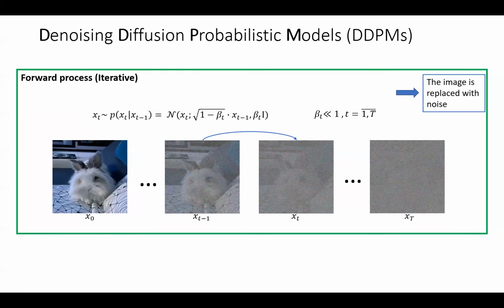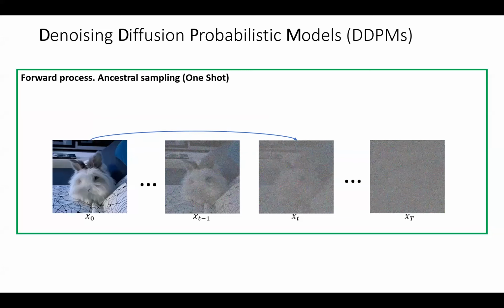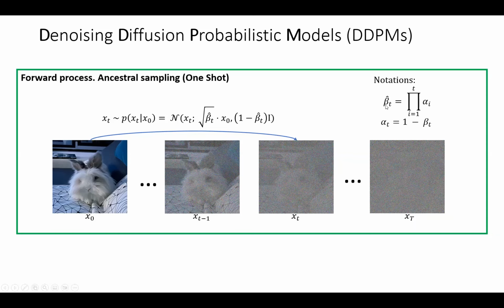So the image is replaced with the noise. Now we can do this actually in one shot, so we don't have to do the iterative process, which means that given x0, we can come up with xt by this. So here the probability distribution again is normal, but the mean is this one, and the covariance matrix is this one, and beta hat is defined like this in terms of alpha and so on.